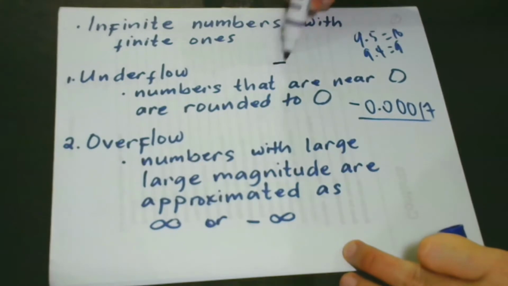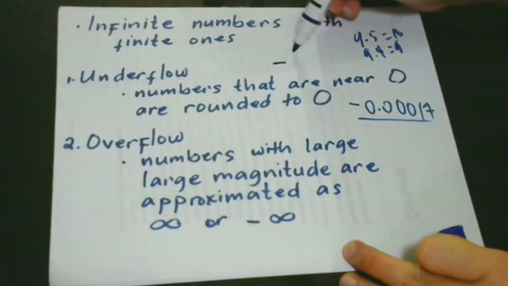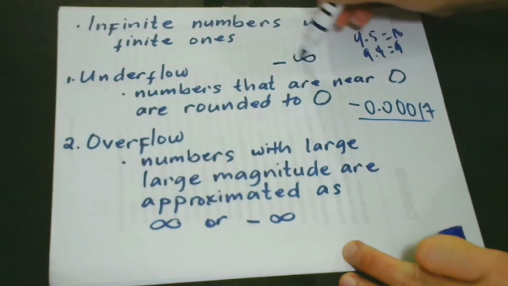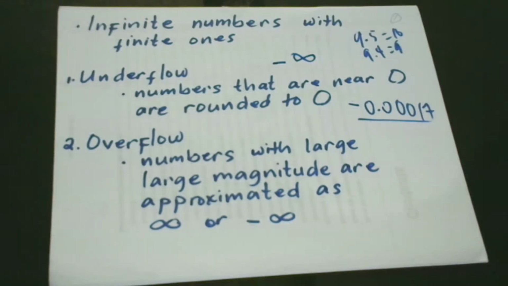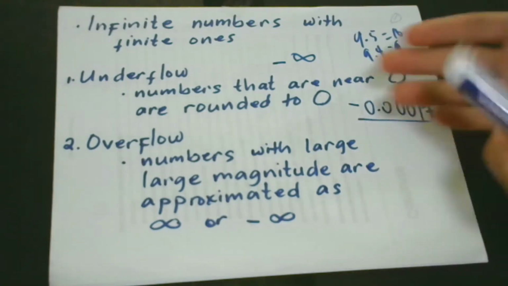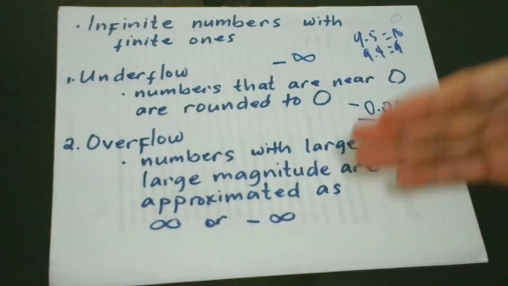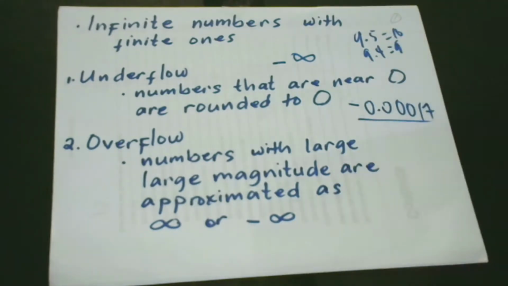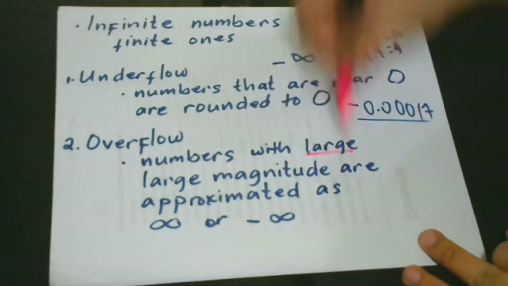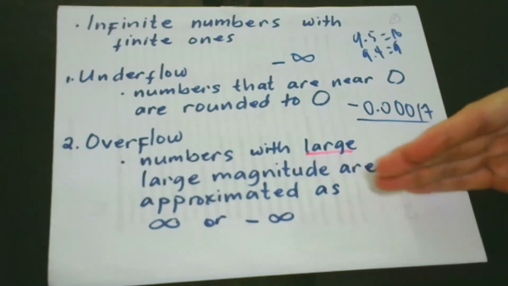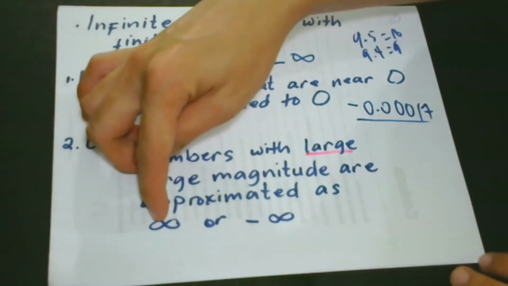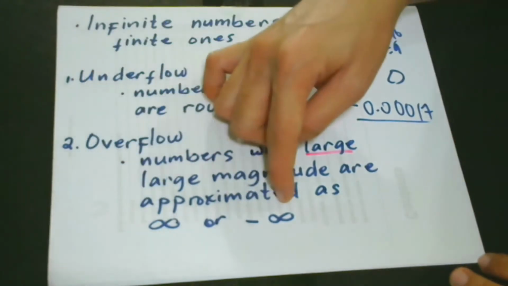Let me write it here. So this is negative infinity. Okay, that's the symbol of negative infinity. Now, we have the second kind of rounding error, and this is called overflow. So maybe you want to ask the question, when does overflow occur? It occurs when numbers with large magnitude, let me underline that, large magnitude, are approximated as infinity or positive infinity, or it can also be negative infinity.